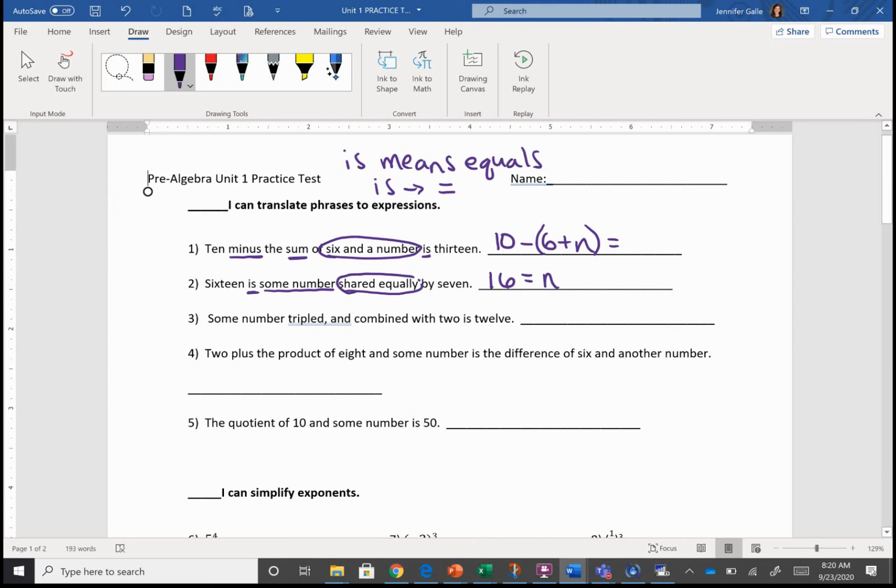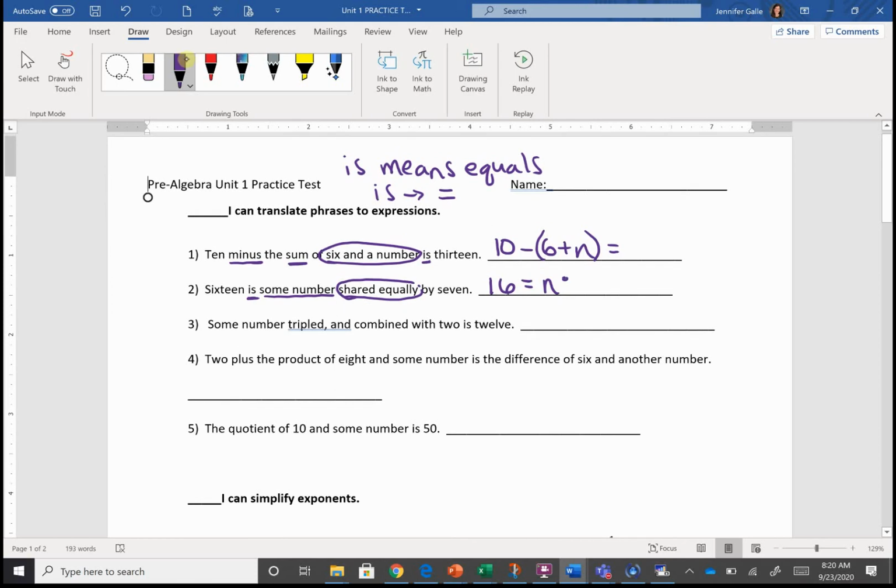How you do your divided by, guys, you've got a couple options. You could do that division sign. You could do a slash. You could do a fraction. There we go. So it doesn't matter how you write the division, guys. Again, when you test, I'm just looking to see that you know that the phrase shared equally means division.